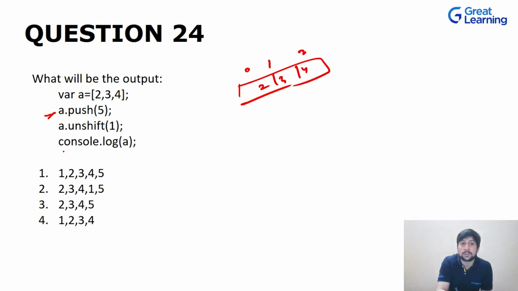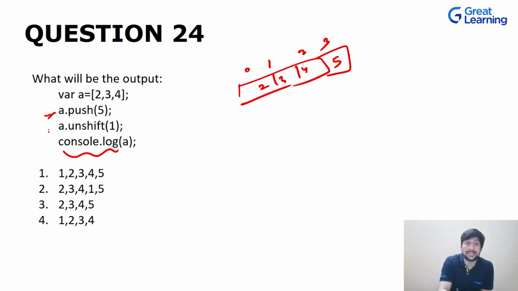So now we want to check what are the elements in this array. So as we all know, whenever we are trying to push an element in this array, it will always be pushed at the end. So 5 will be pushed over here and the size will increase.